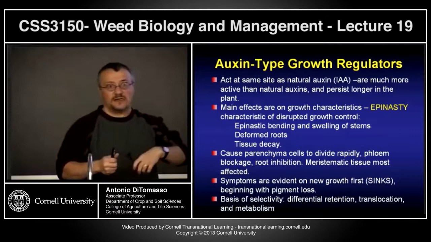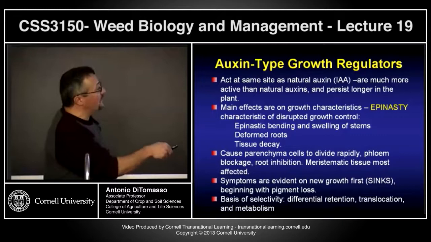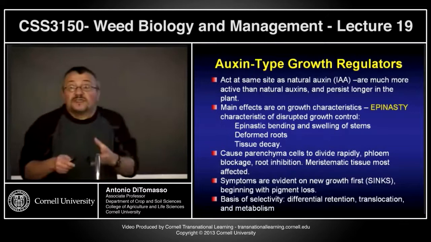Okay? So, but that's a good point. But this is a group, okay, that's been around. So here's what we're talking about. Blockage, root inhibition, meristematic tissue most affected. Okay? Symptoms are evident on new growth first. The sinks. Remember, source and sinks?